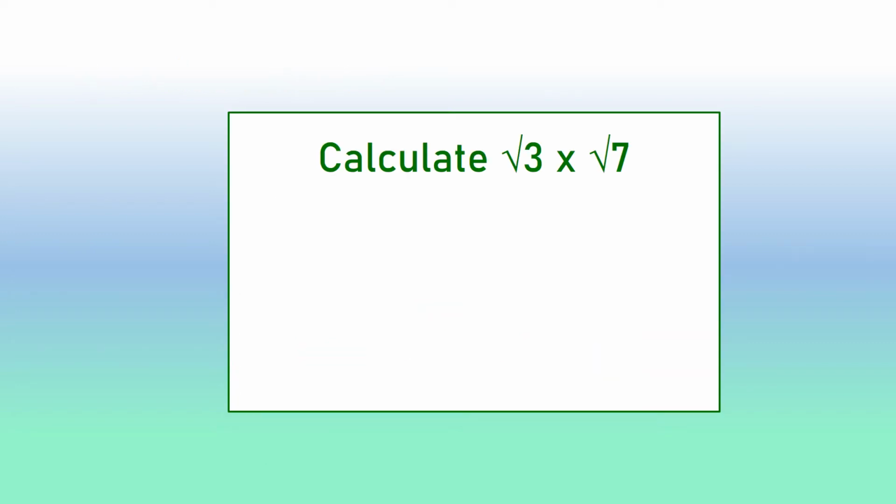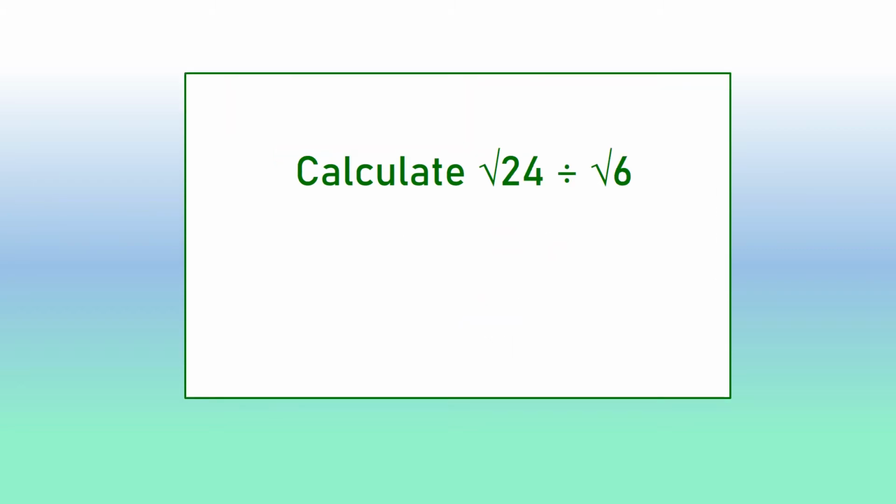So some examples. If you are asked to calculate root 3 times root 7, we use the multiplication rule and we get root 21. Second one, if you're asked to calculate root 24 divided by root 6, we follow the rules. So we put 24 divided by 6 together, which gives us the square root of 4. And we know the square root of 4 is 2, so that's the answer.